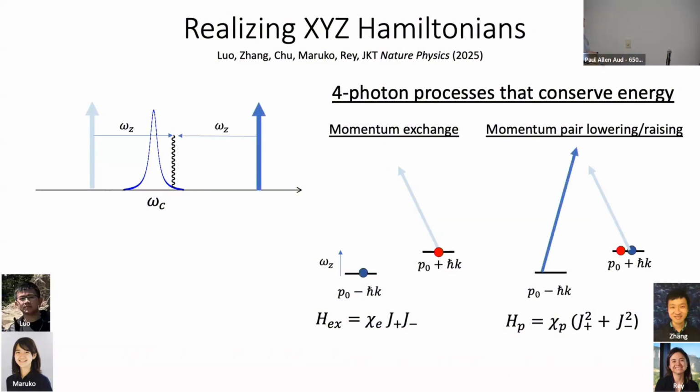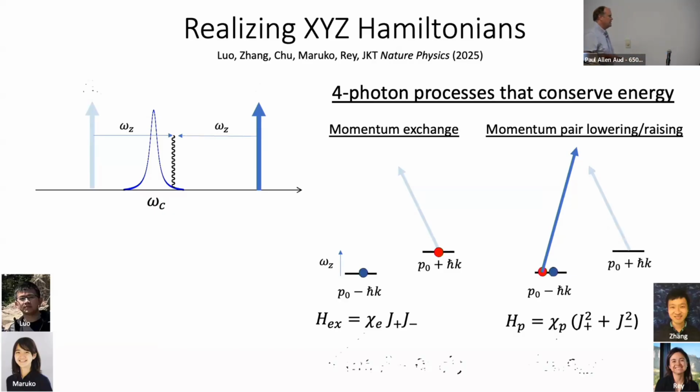But now if we turn on another pump and we separate it by twice the kinetic energy difference between the momentum states, if we start with two atoms in the same state, we can have a process where the blue atom absorbs, emits a photon into the cavity, but before that photon can escape, the red atom actually absorbs it and stimulates into the cavity. So pairs of atoms have swapped their states. Okay, and by doing this, now we have a term that looks like J plus squared plus J minus squared.